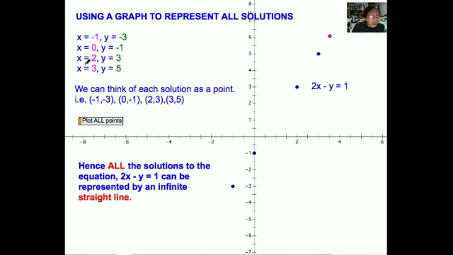All the previous answers can be thought of as points on the graph, such as x is negative 1, y is negative 3, becomes the point (negative 1, negative 3). And all the other points are (0, negative 1), (2, 3), and (3, 5). And we can plot this onto the graph. We can also plot all the other points which belong to the solution.